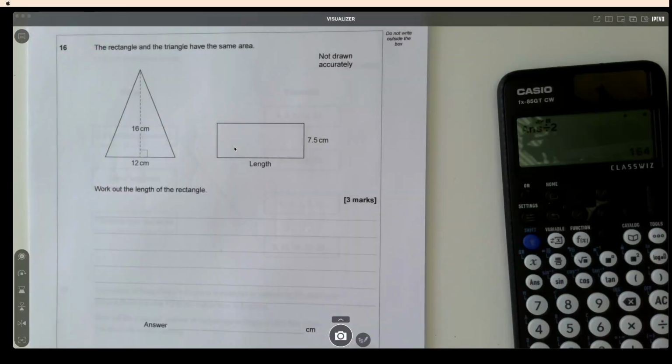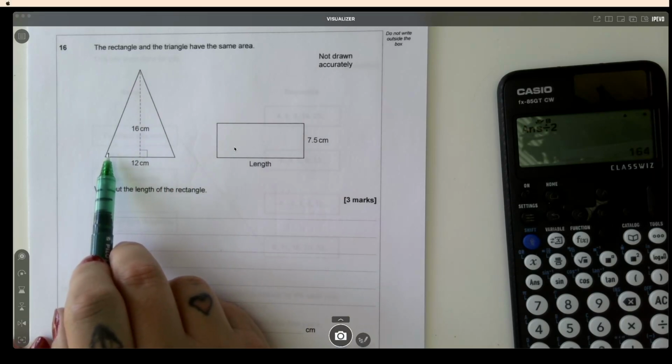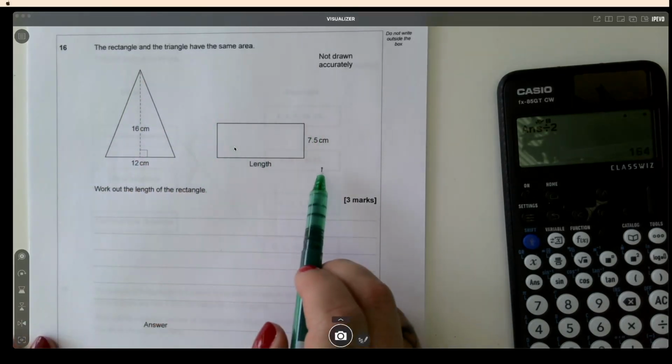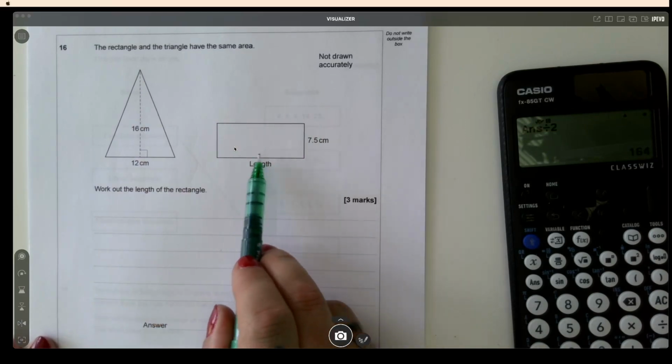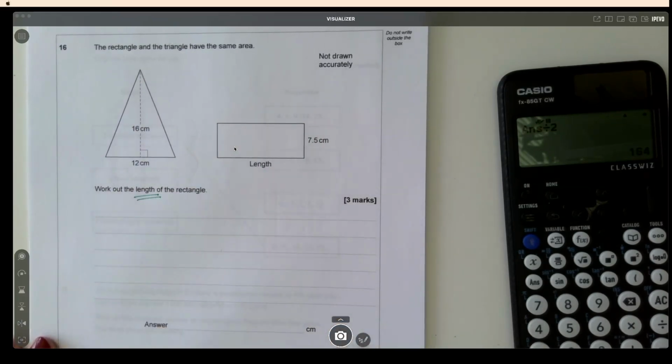Question 16. The rectangle and the triangle have the same area. So we've got a triangle, and to work out the area of the triangle, it would be base times height and then divide by 2. And then we've got a rectangle, and to work out its area, it would be the length times the width. But here we don't know the length. It wants us to work out the length of the rectangle.